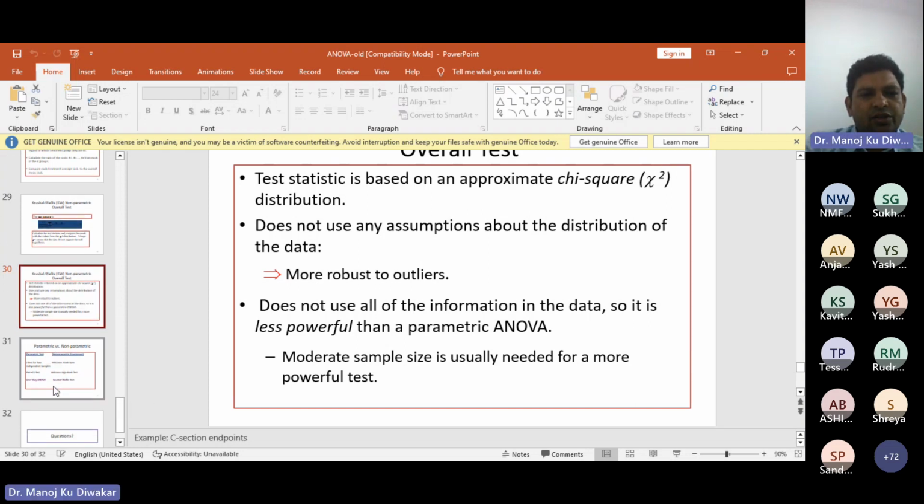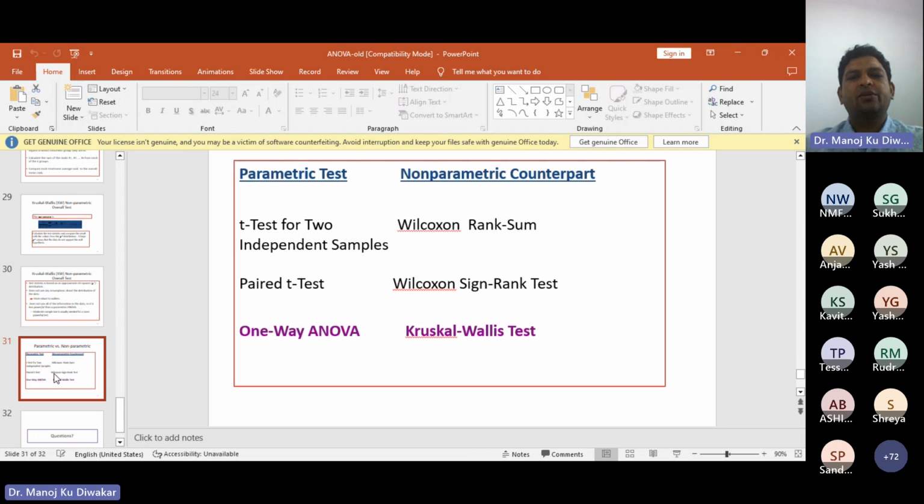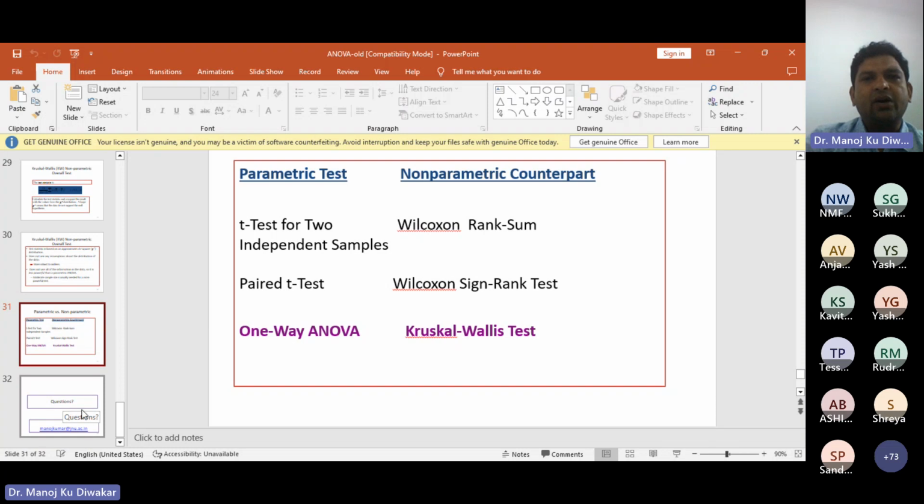So this is parametric versus non-parametric. If you go for the t-test for two independent samples, then you can go for the Wilcoxon rank sum; for the paired t-test, you go for the signed rank test; for analysis of variance, you go for the Kruskal-Wallis test; and for repeated measures, you go for the Friedman test.